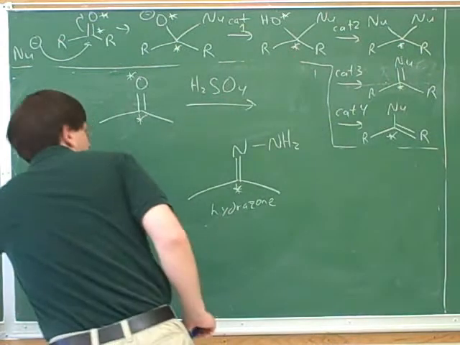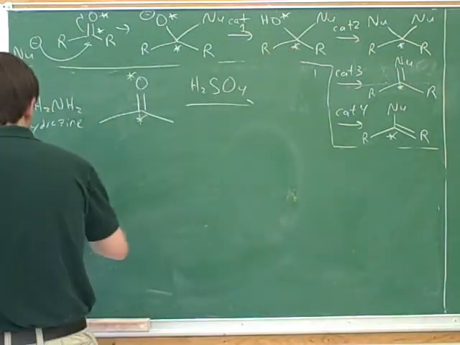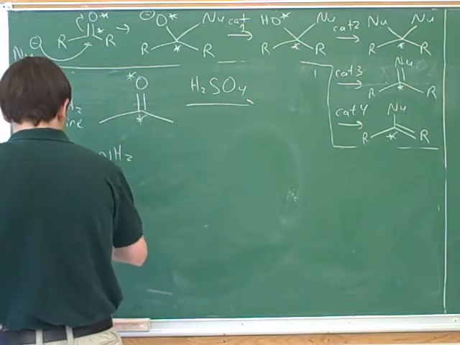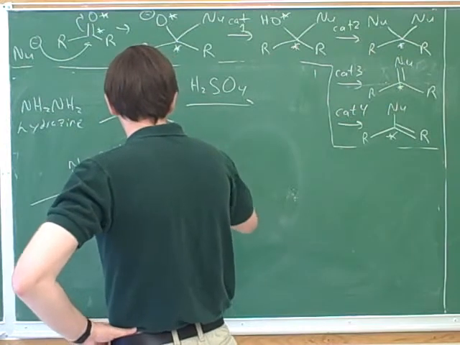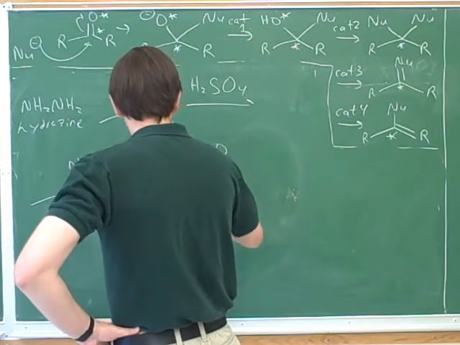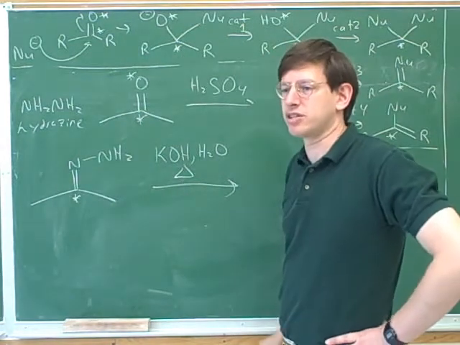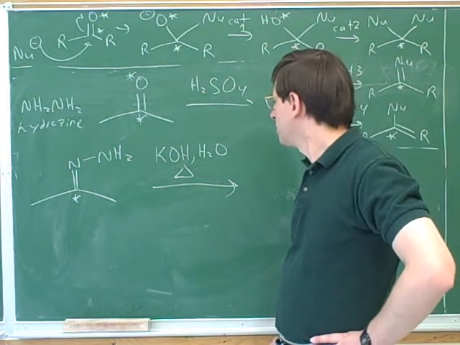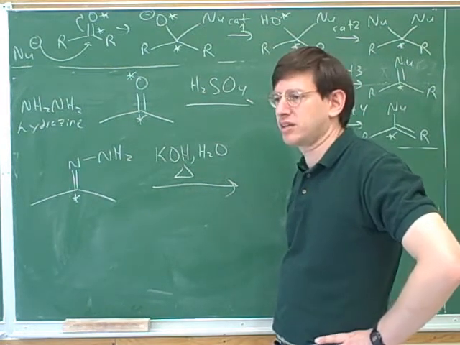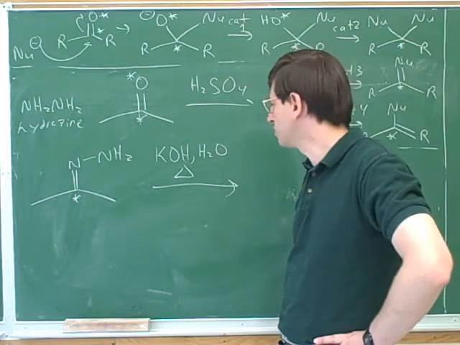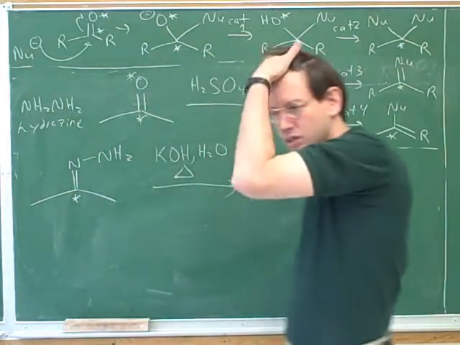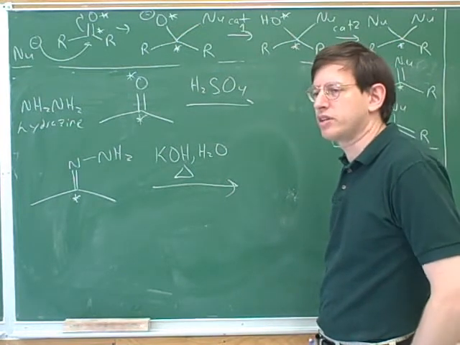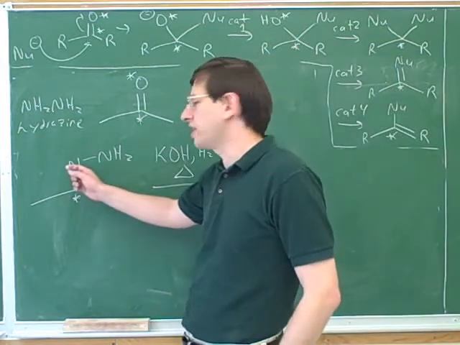Now the next step, let me give myself some more space. Now we need to memorize what happens with these reagents. Okay. A hydrazone plus aqueous basic conditions and heat. This is the Wolff-Kishner. These are fairly strong conditions, and what this turns out to do is it just completely blasts off the nitrogen.